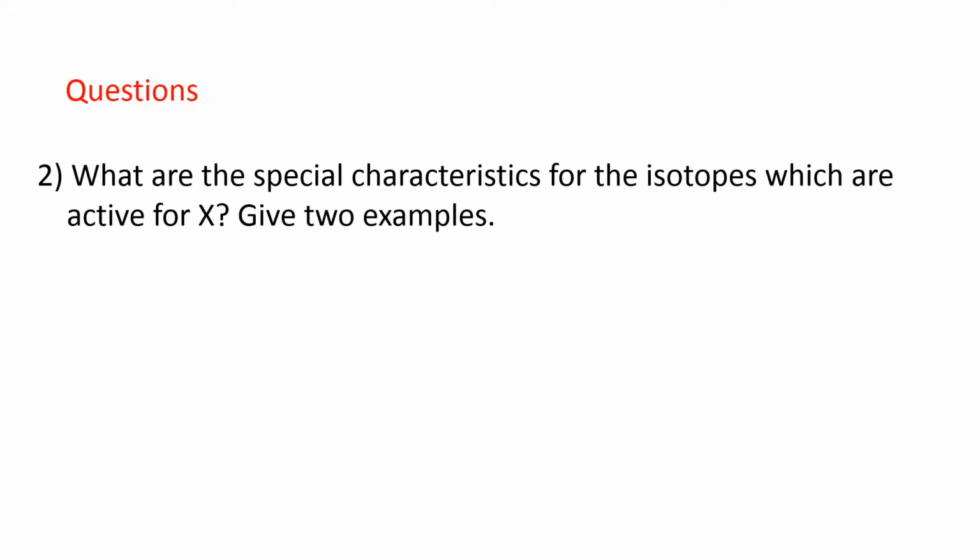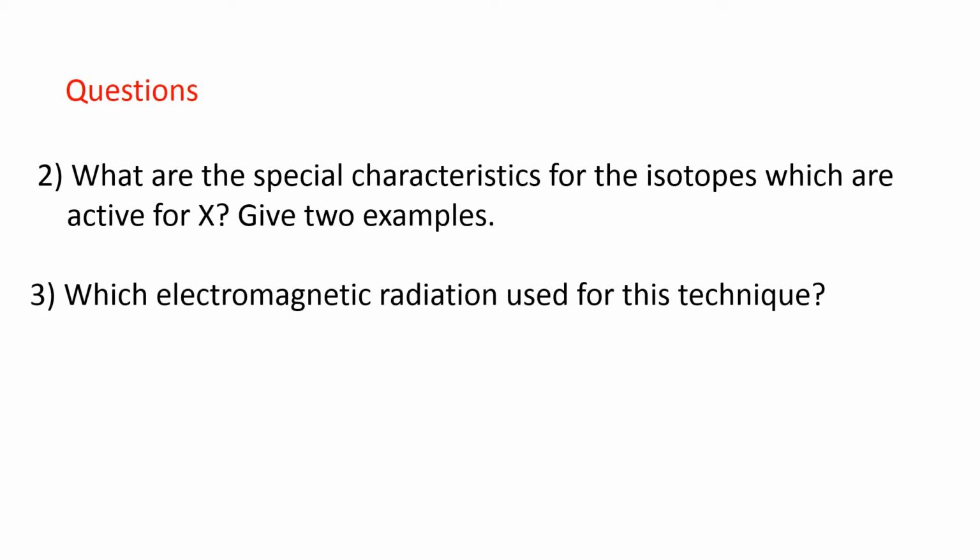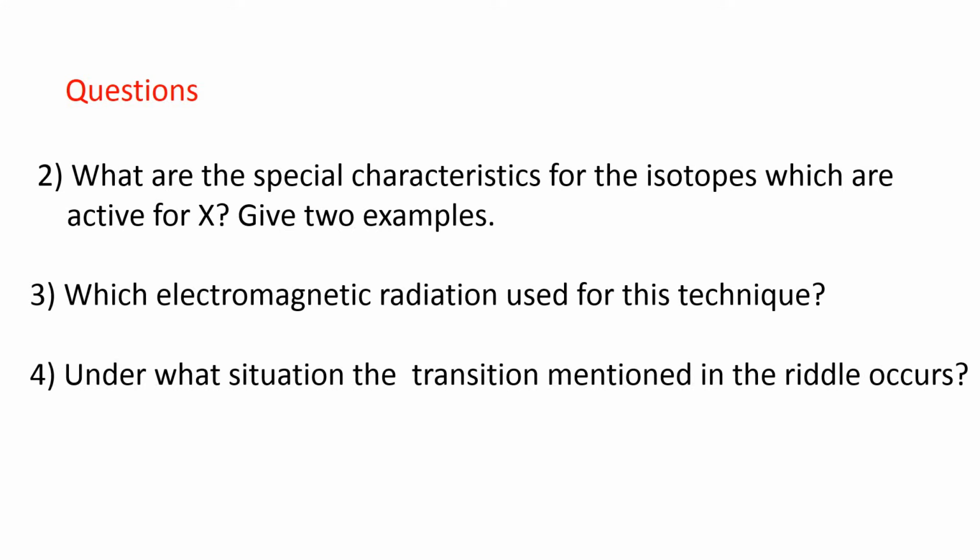Now let's see the other questions related to this riddle. Second question, what are the special characteristics for the isotopes which are active for X? Give two examples. Third question, which electromagnetic radiation is used for this technique? Fourth question, under what situation does the transition mentioned in the riddle occur?